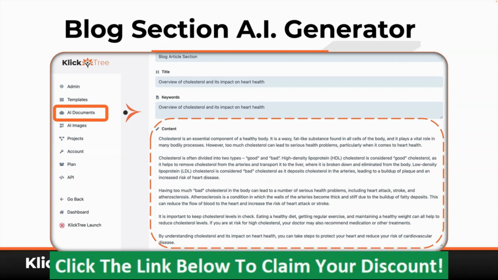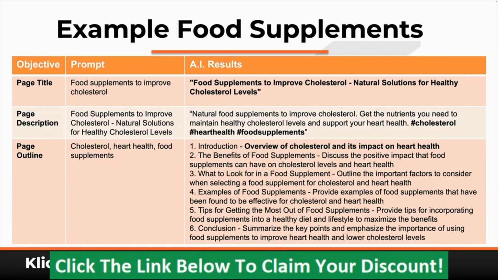You put the title in for your blog section, for example. You put some keywords in, and based on the keywords, the system will spit out your content. Now, you can edit that on the page. And what I want to give you is an example in the food supplement industry, right? If I want to build a page very quickly, then in the prompt is where I put my input. And then what it spits out is the AI result.